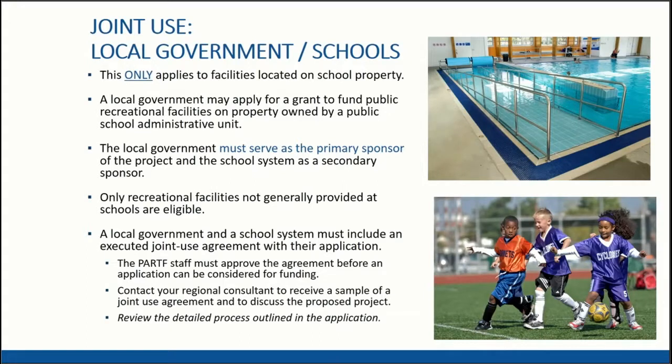So a local government may apply for a grant to fund public recreation facilities on property owned by a public school administrative unit. So this joint use only applies if the facility is on school property, not on city or town property. So if it's county property, only if that property is owned by the public school administrative unit. The local government must serve as the primary sponsor of the project, so they must be the applicant. And the school system would be a secondary sponsor of the project.